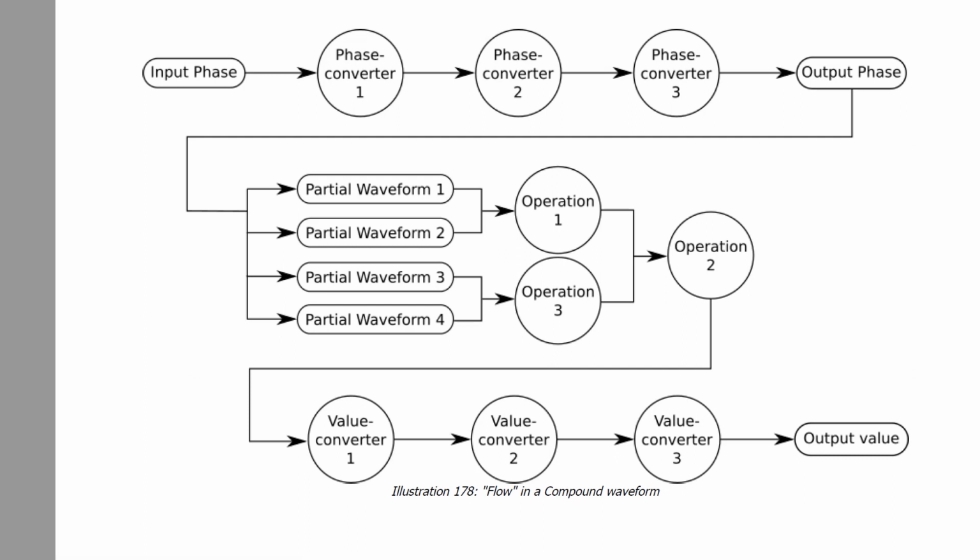Hi, in this video we are going to look at the compound waveform. The compound waveform is a wrapper around four partial waveforms that we looked at in the previous example. And it has its own three value converters that, if you use them, that change value will be fed to all four of these partial waveforms.